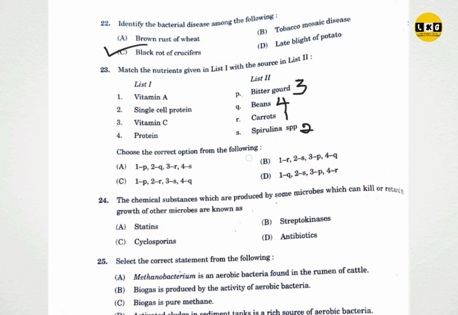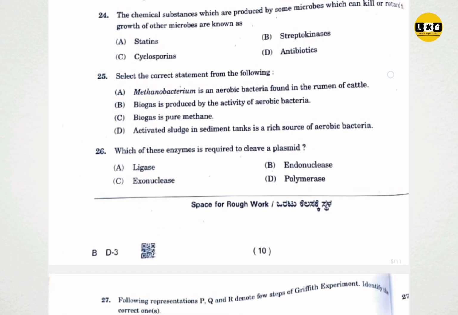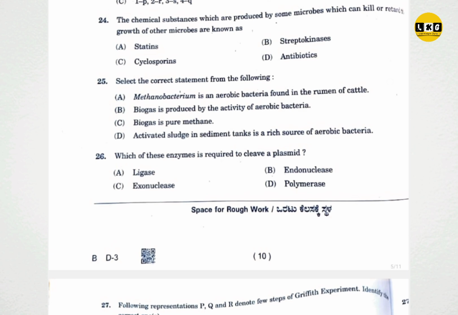Option B. Next, the chemical substance which is produced by some microbes which can kill or retard the growth of other microbes is known as. So this is an easy question. It is option D, antibiotic.